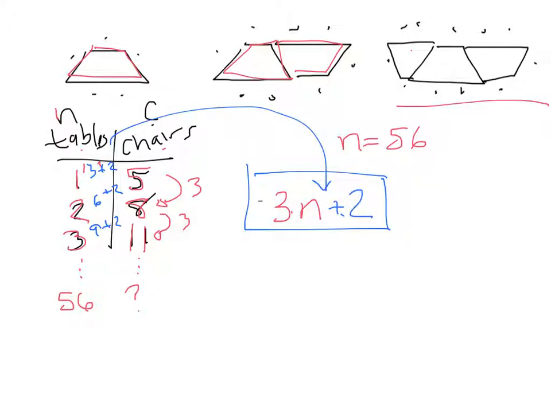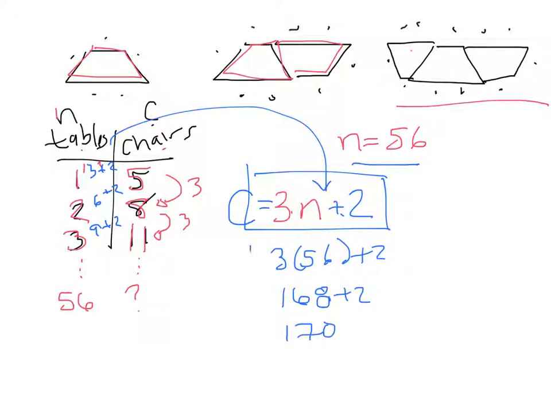And because it's a word problem, we can make it an equation saying that C equals 3n plus 2. So again, the question wants to know when there's 56 tables, how many students can sit there? So I'm going to go 3 times 56 plus 2, which is 168 plus 2, so 170. So 170 students or chairs.